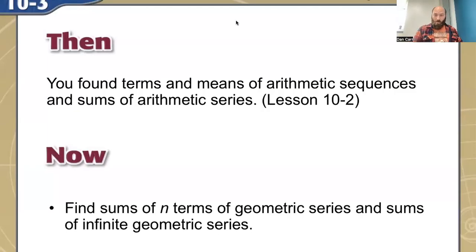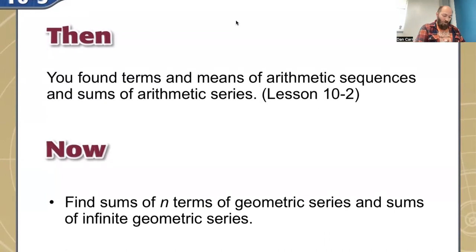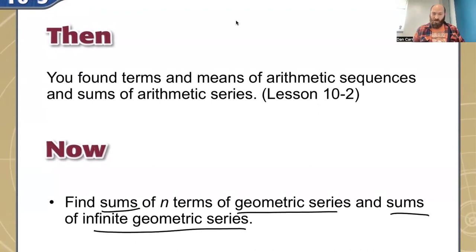Today we're going to be talking about 10-3 day 2. Very similar to when we did our arithmetic sequences, we went a little bit deeper into it with the sums. That's what we're going to do today as well. We're going to look at the sums of n terms in a geometric series, as well as the sums of infinite geometric series. So that's going to be a little bit different of an idea.